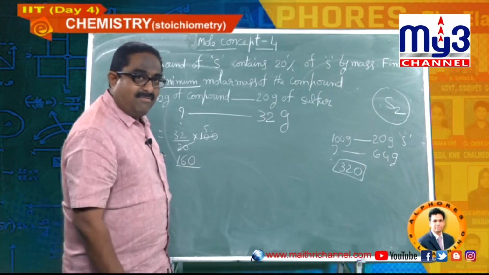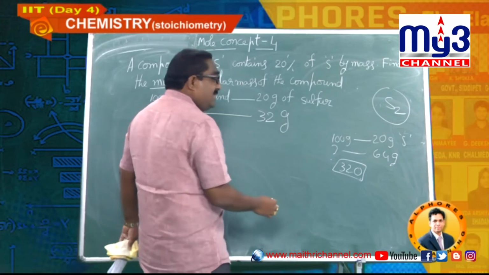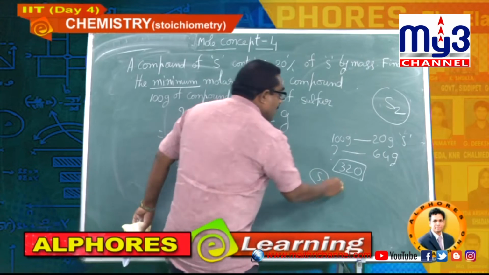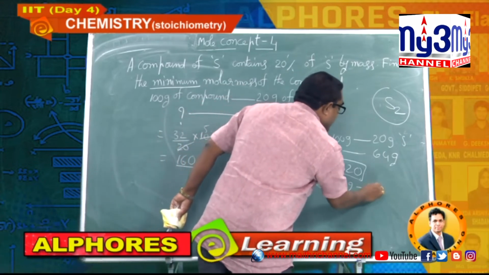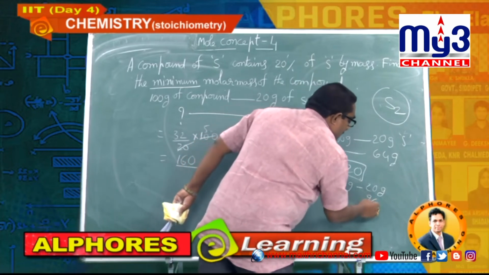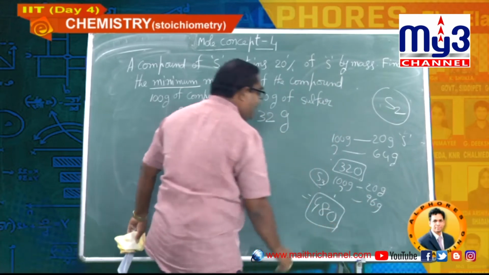in its molecular formula. Suppose if the compound contains 3 sulfurs, say 3 sulfurs like this in the formula, how you will get? 100 grams, 20 grams, 3 sulfurs means 3 into 32, 96 grams. How much? That is 480 grams.